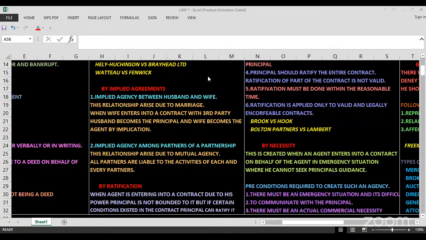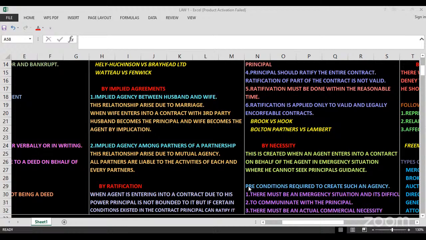The next one, implied agency among partners of a partnership. Okay. Now you might have learned under your business studies, even under the first stage business environment, that there you might have learned about partnership.